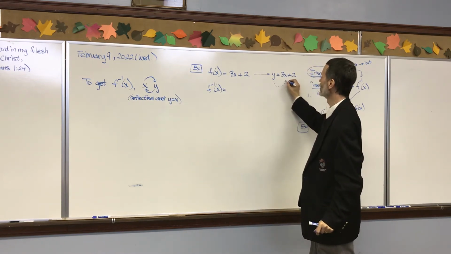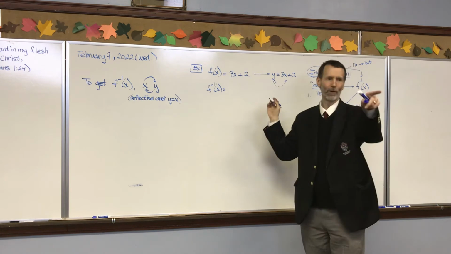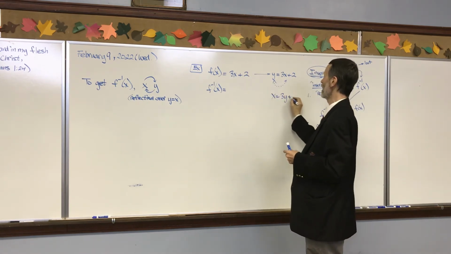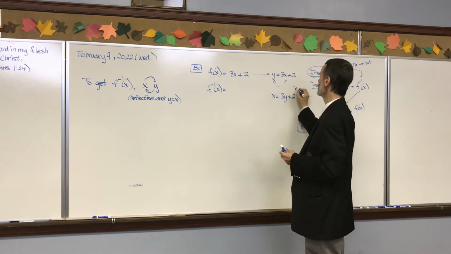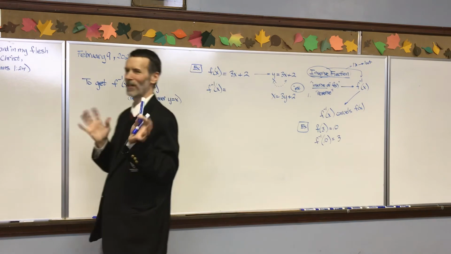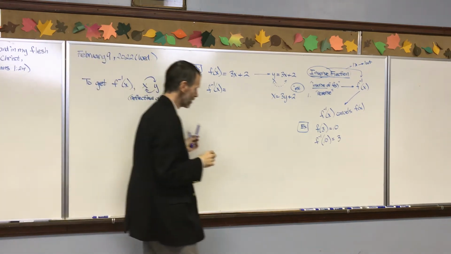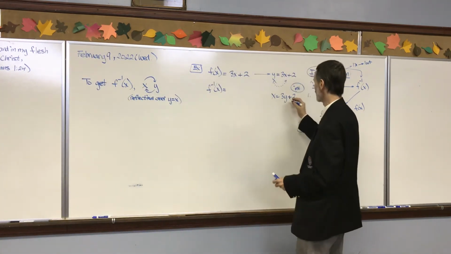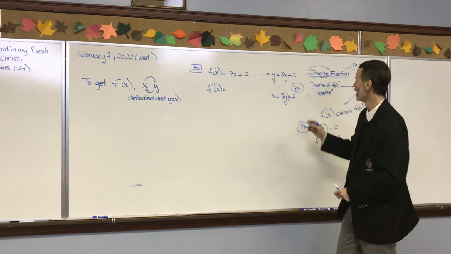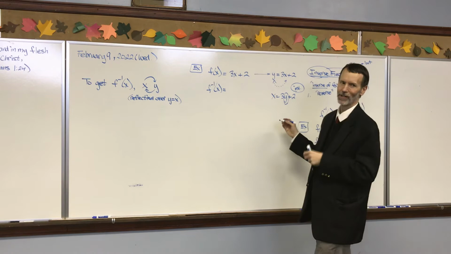Now, here's what I want you to do. Give me the new formula. x equals 3y plus 2. This is the inverse. You just have one little thing to do first. I would like you to get y by itself. Can you do that for me, algebra-wise? Go ahead. In 2 steps you do it.